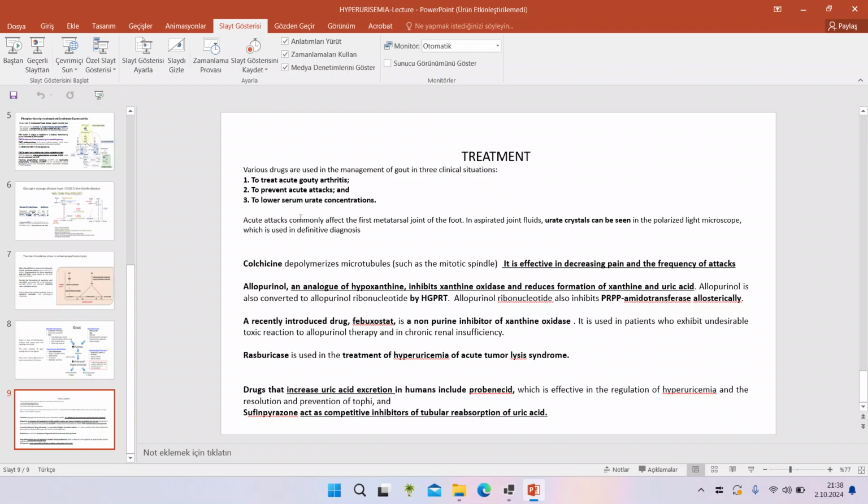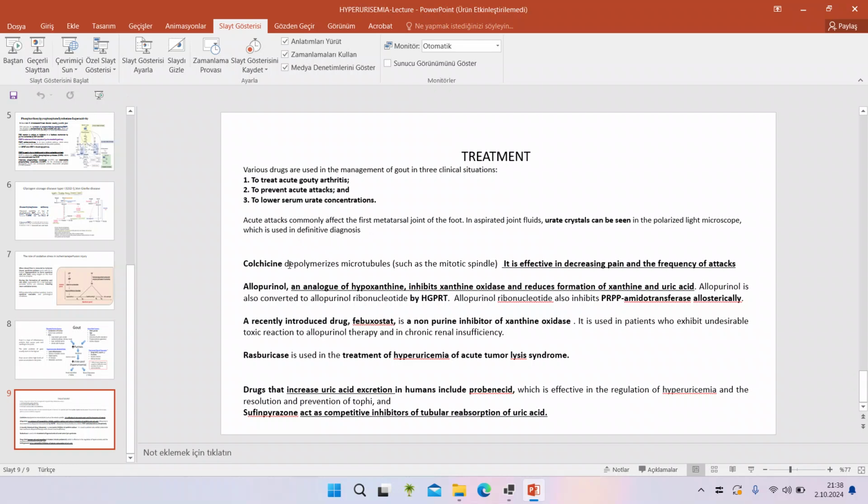Acute attacks commonly affect the first joint of the foot, and in aspirated joint fluids, urate crystals can be seen in light microscopy, which is used to describe this problem and for diagnosis.